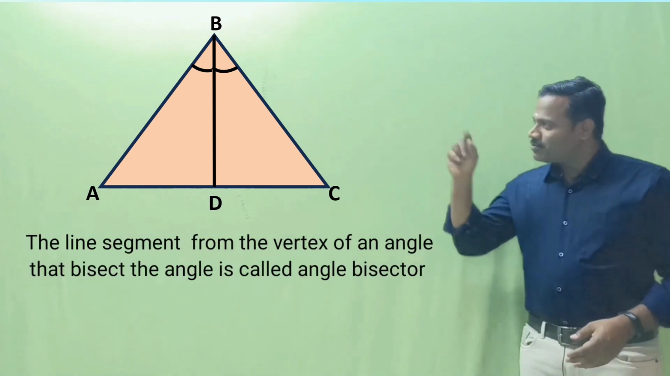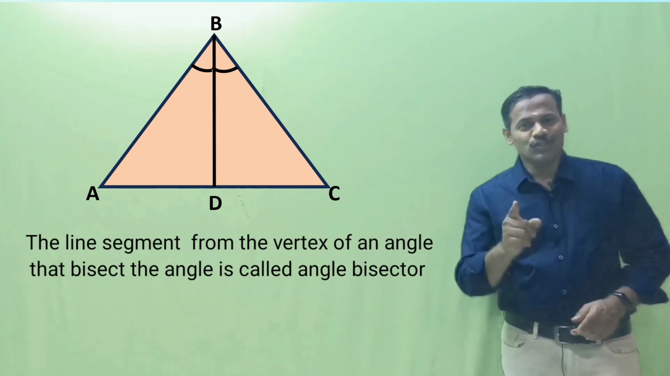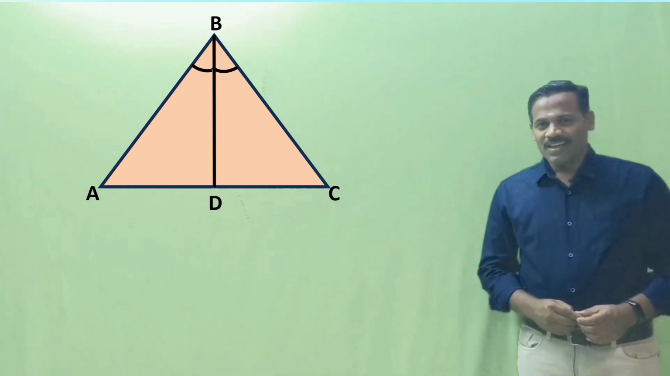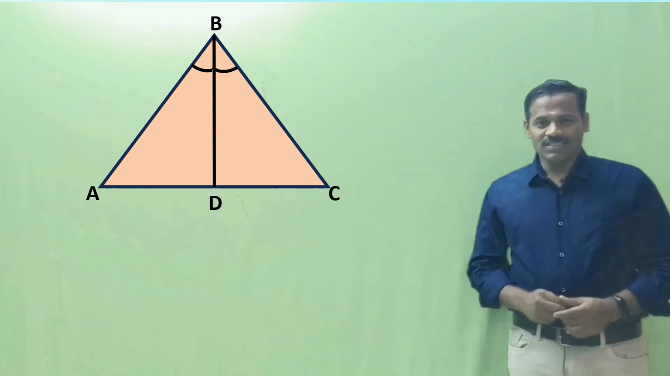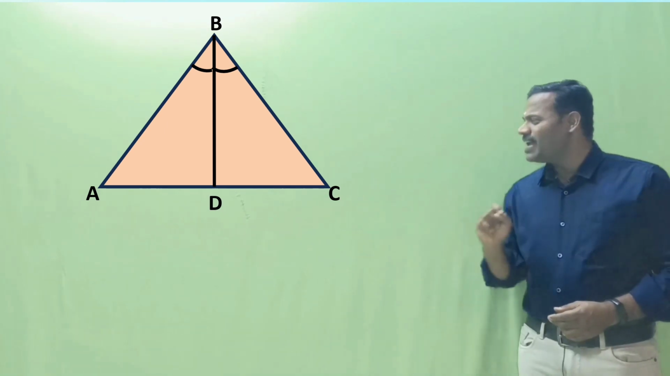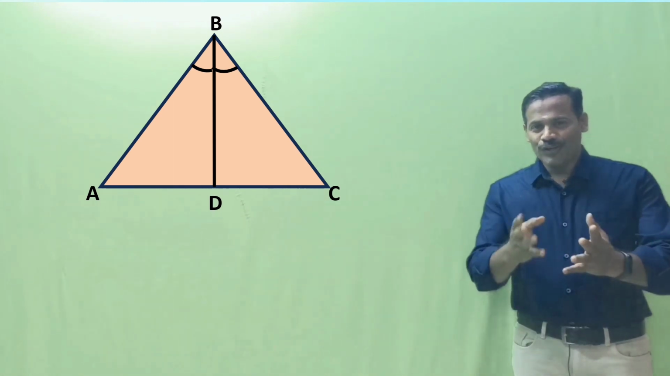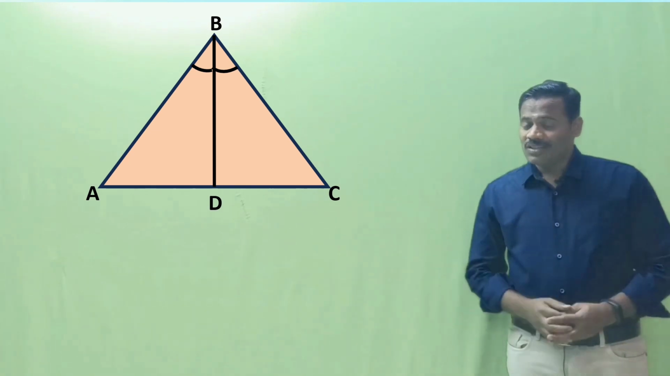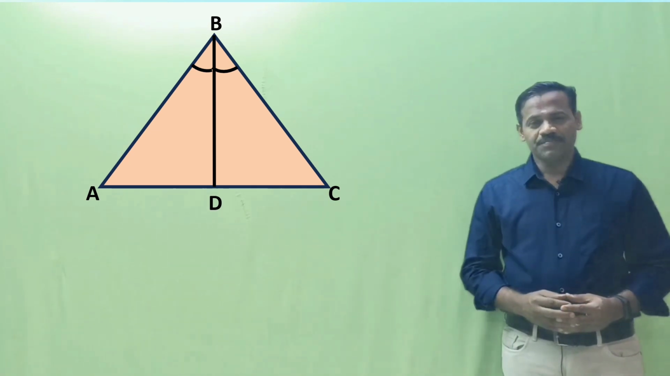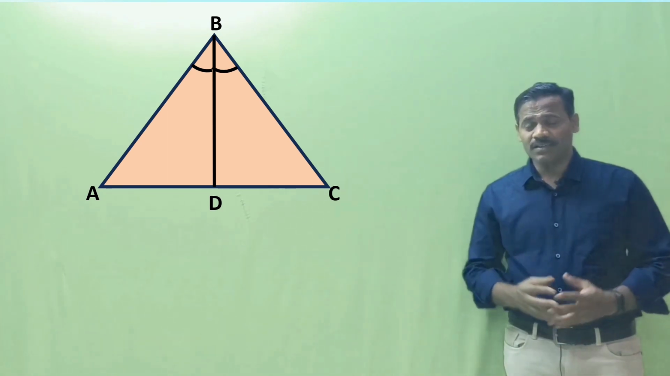The line segment from the vertex of an angle that bisects the angle is called an angle bisector. And this angle bisector divides the larger triangle into two smaller triangles, which means ABD and CBD. Children, are you able to observe that angle ABD and CBD are equal to each other? Yes, they are congruent.